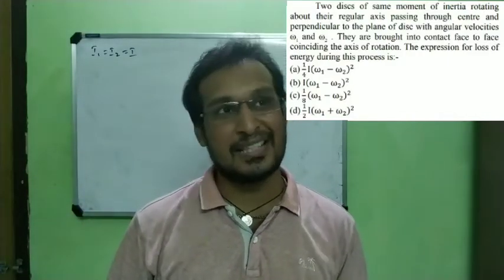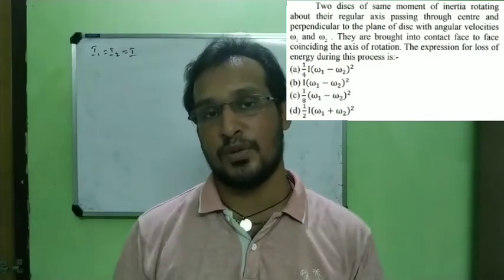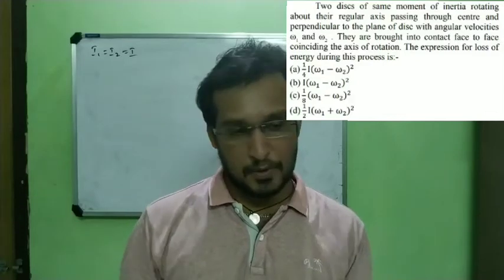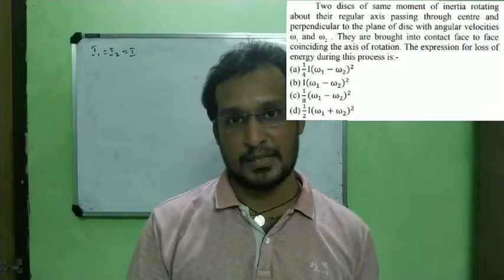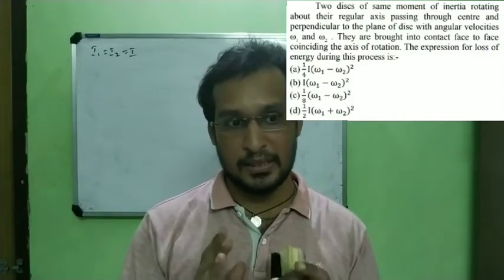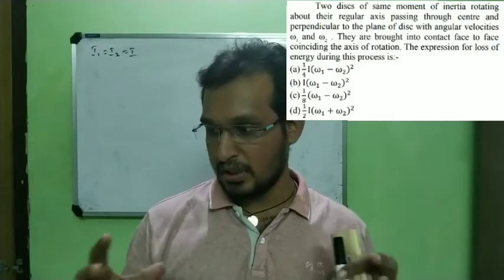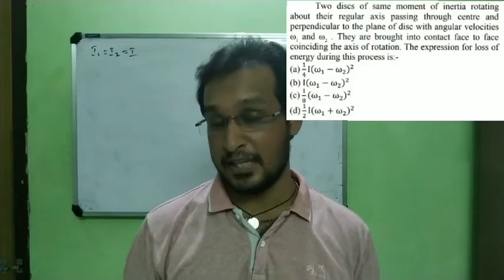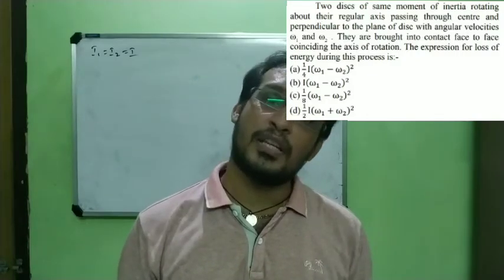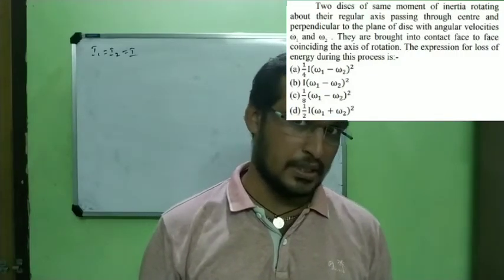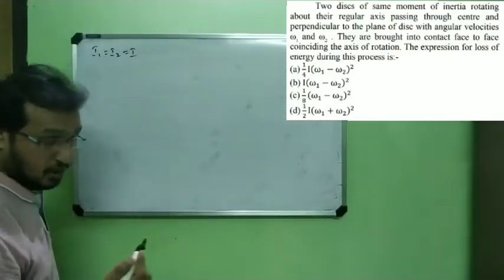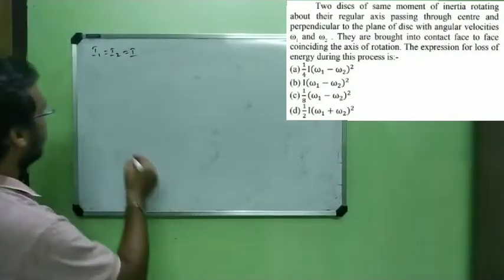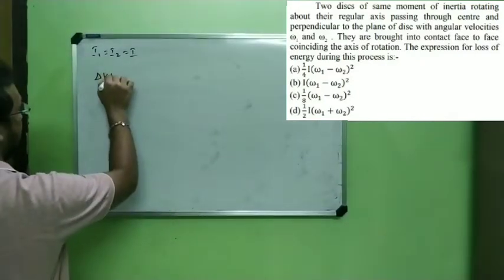That is the question. When you go through questions of rotation, just compare with translatory motion. Suppose the question is like this: there are two equal masses, both moving in the same direction. If both stick together after collision, what's the loss in kinetic energy? Whenever two bodies stick together after collision, that type of collision is known as perfectly inelastic collision or plastic collision.